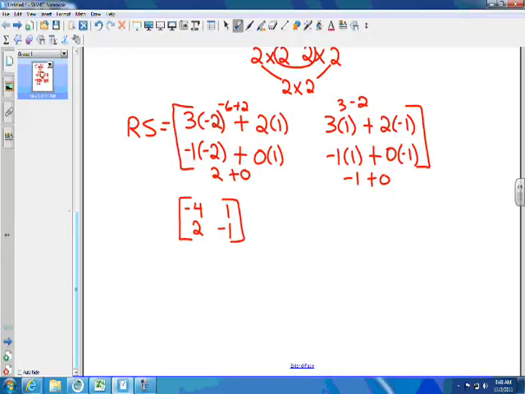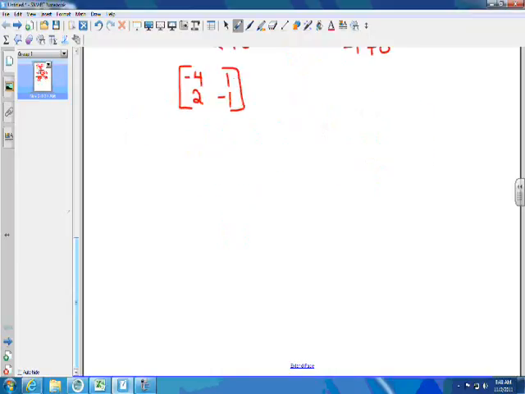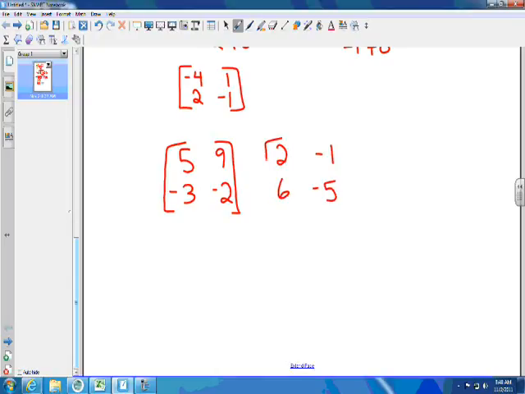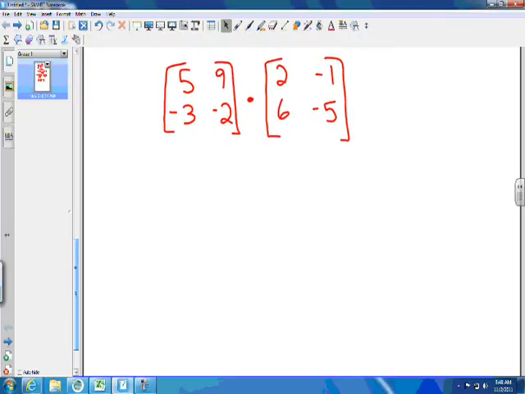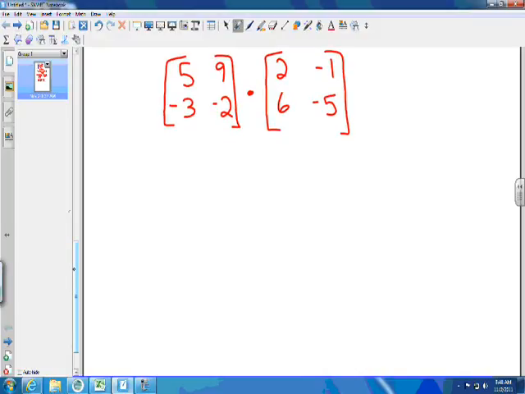So let's do the one right in the books on page 178. 5, 9, negative 3, negative 2. So that's a 2 by 2. And 2, negative 1, 6, negative 5. And we are multiplying those two together. So what's the first thing?